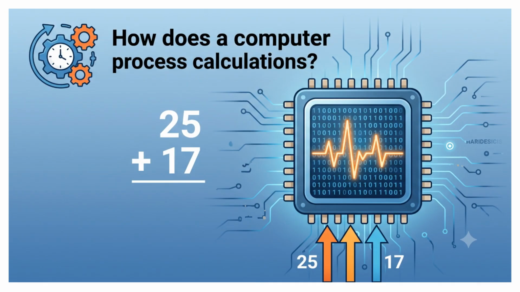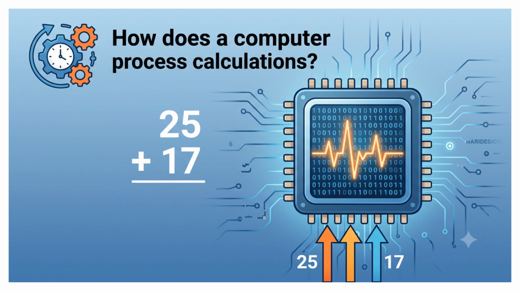Now let's move on to our second question. How does a computer process calculations? Let's use a simple example. Suppose we want to calculate 25 plus 17. As humans, we can read these numbers and solve the problem using the decimal number system. A computer, however, cannot understand these numbers directly. The first step is to convert both numbers into binary. Binary uses only the digits 0 and 1.